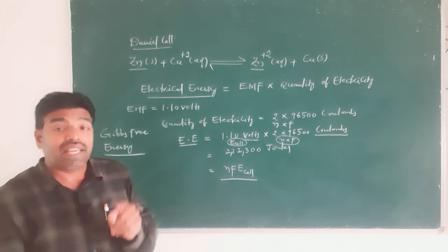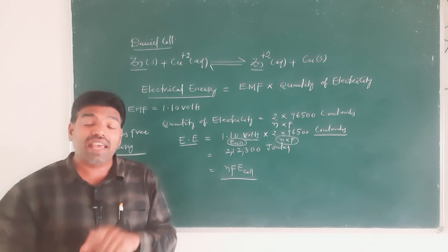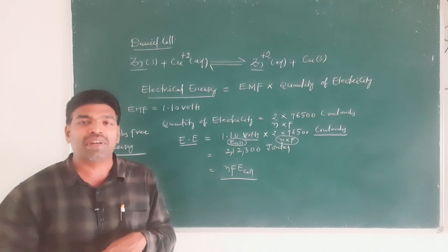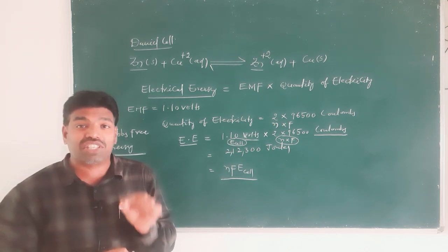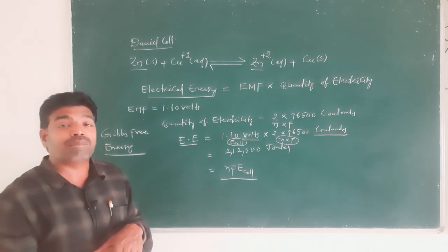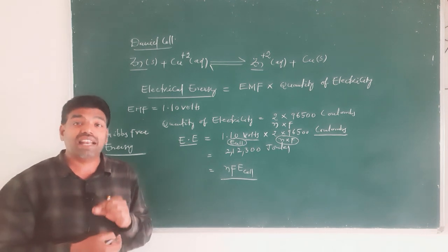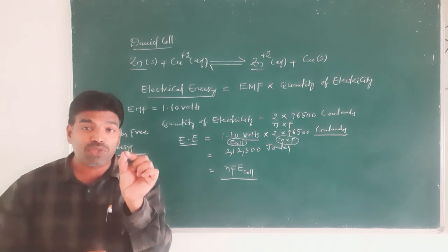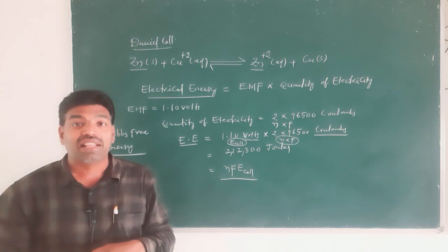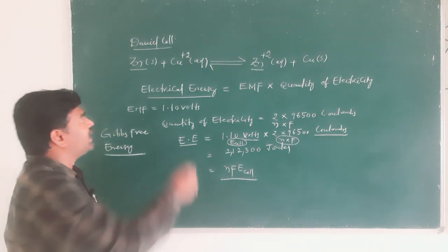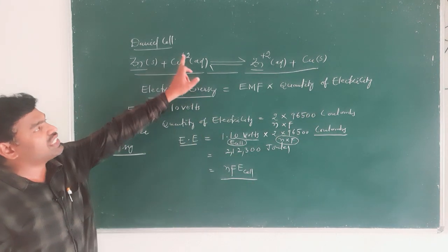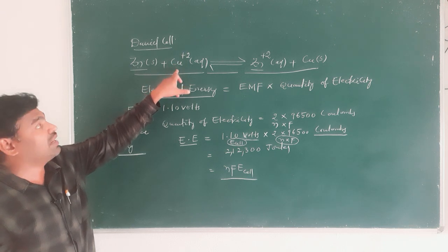In the 19th century, Gibbs and Helmholtz found that the electrical energy which is generated in the Daniell cell originates from the decrease in the Gibbs free energy of the redox reaction that is taking place in the Daniell cell, right? So I repeat, Gibbs and Helmholtz found that the electric energy that is produced in the Daniell cell originates from the free energy decrease of the redox reaction that is occurring in the Daniell cell. So this reaction has a Gibbs free energy.